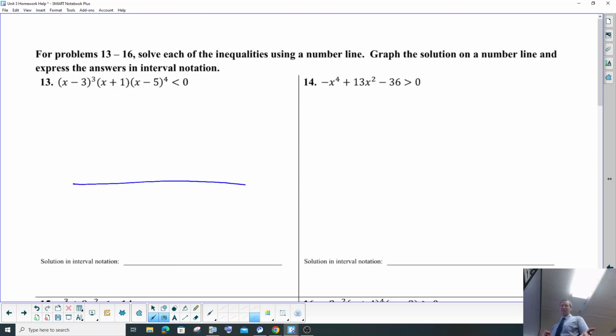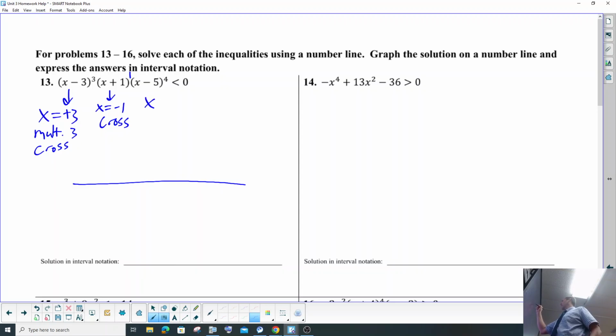Okay, I'm going to go a little faster now. I'm not going to set each one equal to 0. I'm just going to assume you know that. Change the sign. So this x minus 3 is actually going to be an x-intercept at a positive 3. And then it has a multiplicity of 3, which means to cross through. This one is going to be x equals -1 with a multiplicity of 1, so that's also cross through.